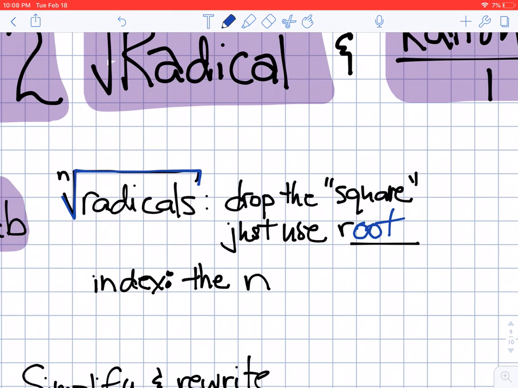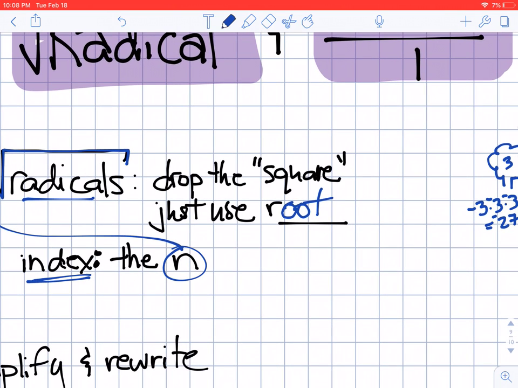Finally, what is the index? So we have a radical and an index. An index is the n. That's that number that goes right here. Up to now, when we've done things like what is the square root of 16, and we say 4, we haven't written it, but there's been an implied 2 there. So this then would be the second root of 16 is 4.